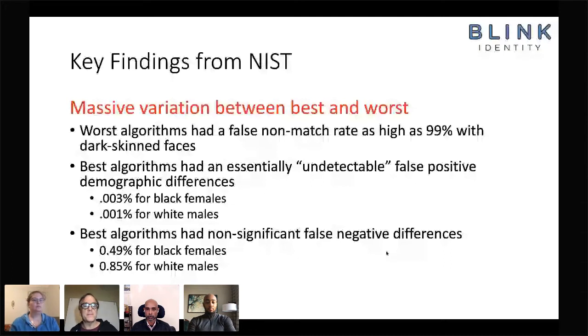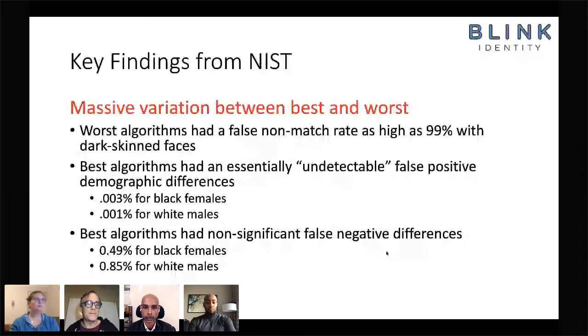But the top algorithms, I'm talking about the top 20 or so here, had what NIST called undetectable false positive demographic differences. And you can see some of the numbers here. These are the actual false positive rates for these two different demographic groups. But the trick is this: NIST will say that these are essentially undetectable false positive differences, yet I've seen headlines that point out that Black females are 3 times as likely to have a false positive as white males. Both of which are true. It just depends on how you're interpreting the data. Also, there are not really significant false negative differences in most of the algorithms that are out there.